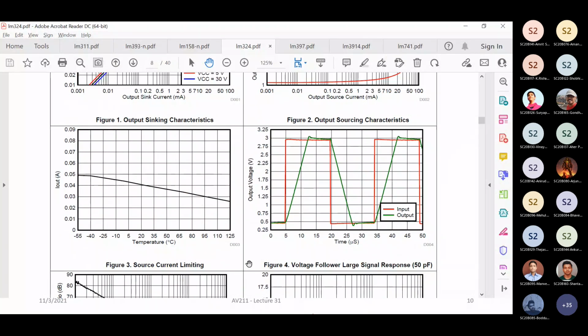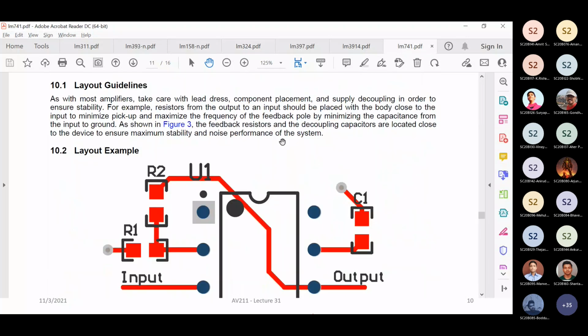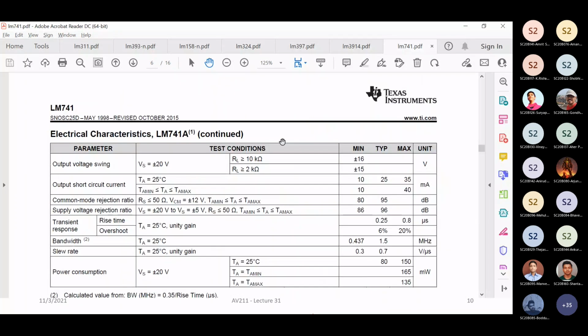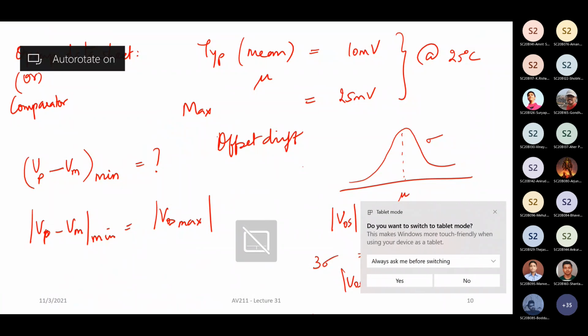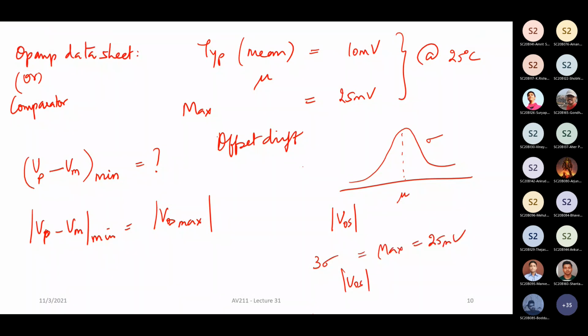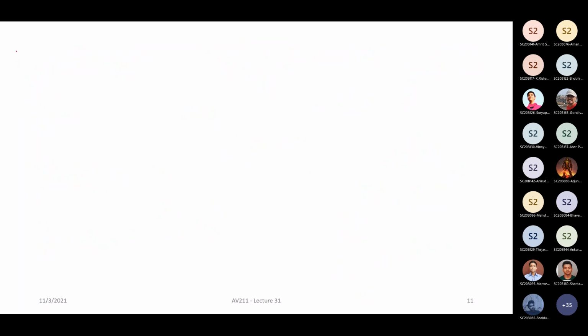The slew rate. The slew rate of your 741 op-amp, now I'm in the 741 data sheet. If you see the slew rate, you see some 0.7 volt per microsecond. All right. So let us take this number and let us go here. So we understood offset voltage is there for all the comparators and op-amps. You have to make sure that your input differential voltage is greater than your maximum offset. Now, what about slew rate?